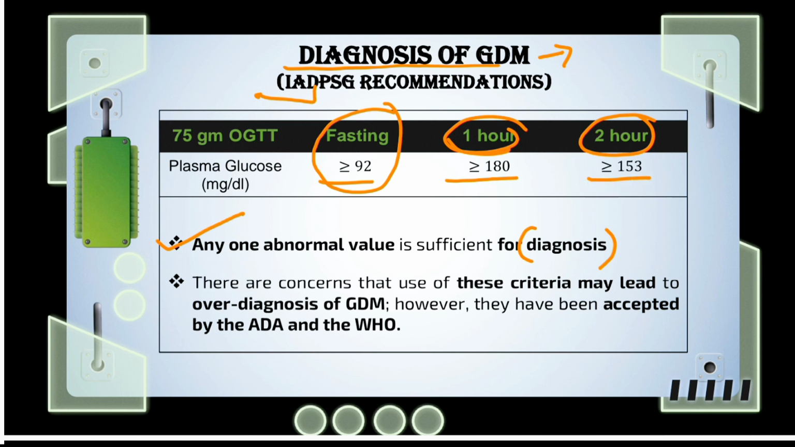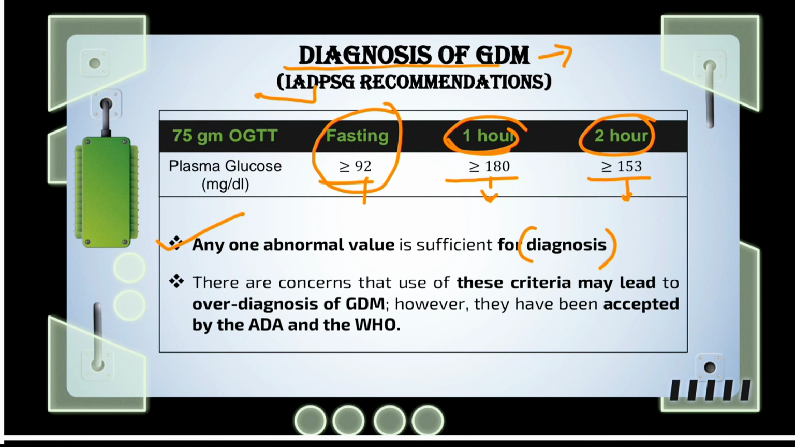If fasting glucose level is more than or equal to 92 mg per deciliter, if 1 hour plasma glucose level is more than or equal to 180 mg per deciliter, and if 2 hour plasma glucose level is more than or equal to 153 mg per deciliter.